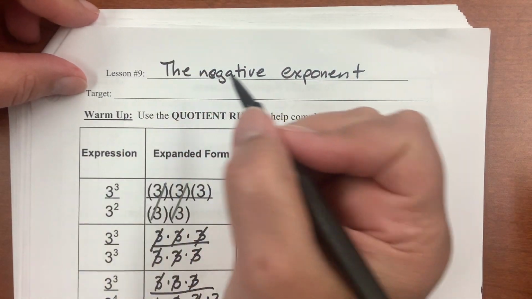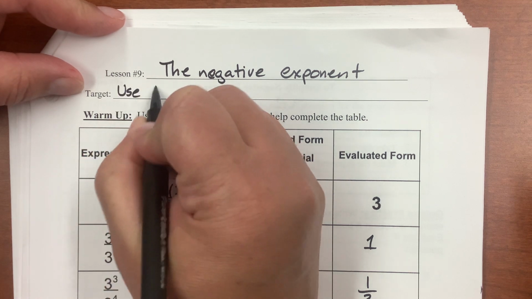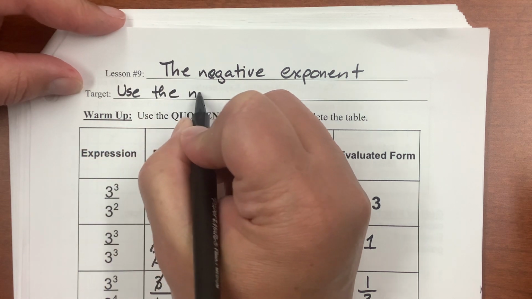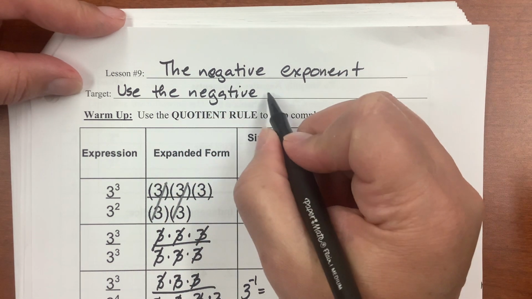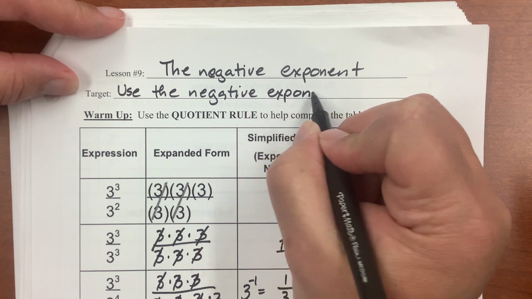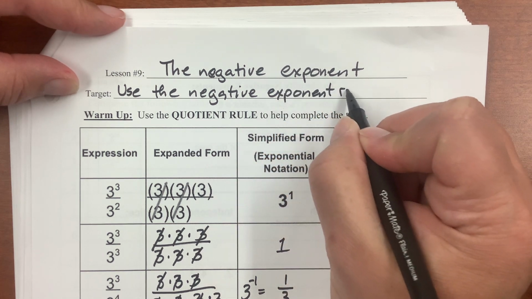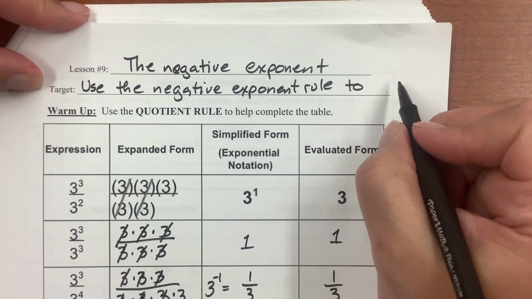So the target: use the negative exponent rule to simplify expressions.